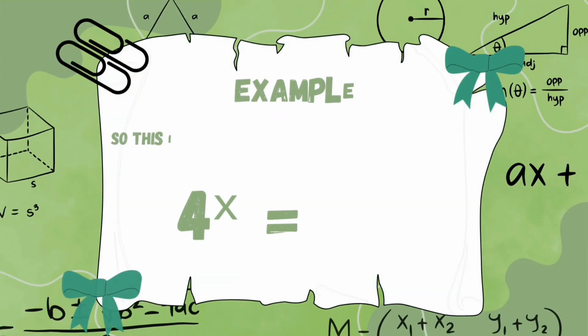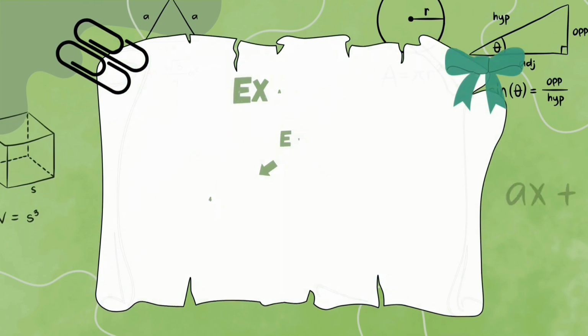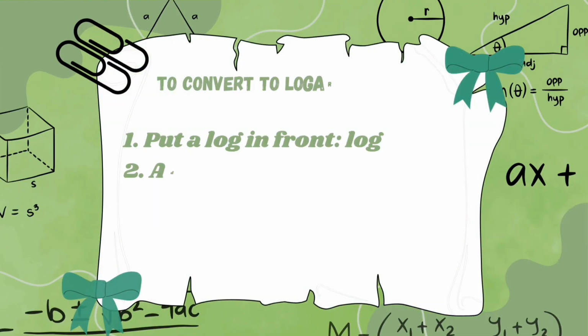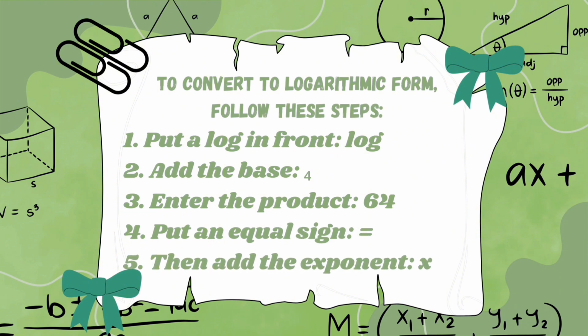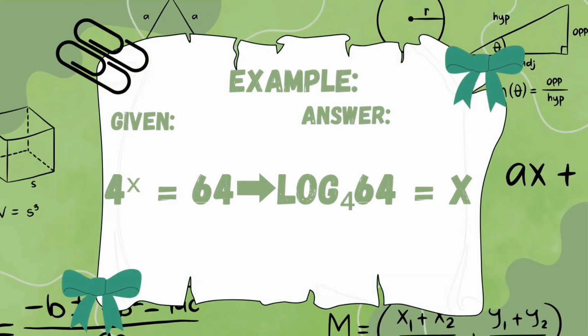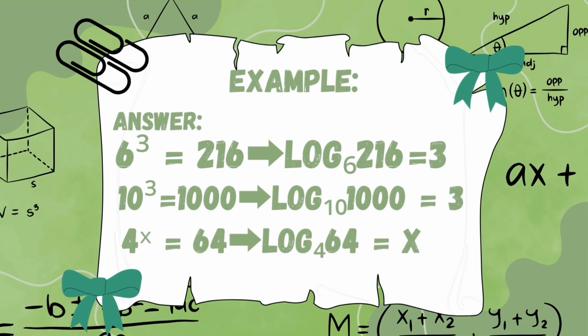For example number 3, the given equation is 4 to the power of x equals 64, where the base is 4 and the exponent is x. To convert to logarithmic form, follow the same steps. Put a log in front, the base is 4, enter the product 64, put an equal sign, then add the exponent. So the answer is log base 4 of 64 equals x. Here is the answer to examples 1, 2, and 3.